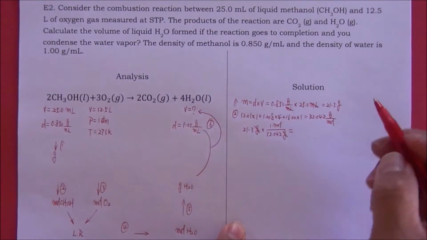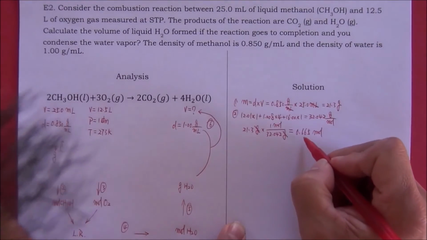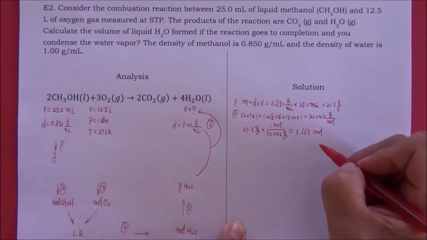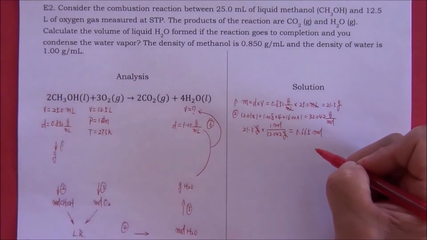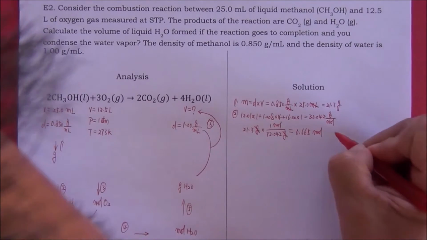After we punch the numbers into a calculator, we get 0.665 mole. Because we have many chemicals, it's better to write down the chemical formula behind the number and the unit.